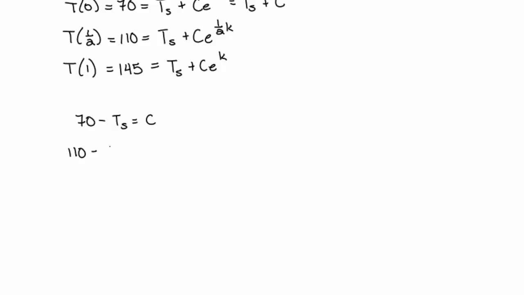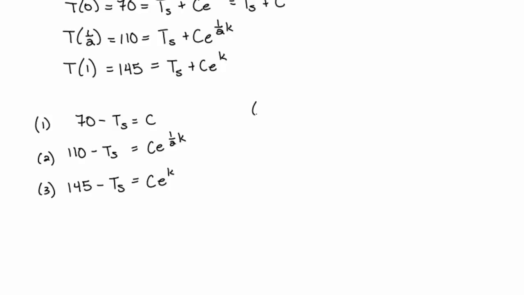110 minus t sub s is equal to c e to the 1/2 k. And 145 minus t sub s is equal to c e to the k. And you may recall, I'm going to label this 1, 2, and 3. You may recall from algebra how to solve a system involving exponentials, but if you don't, it's through division.